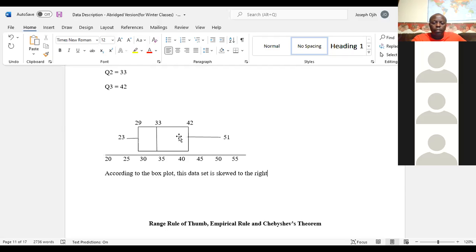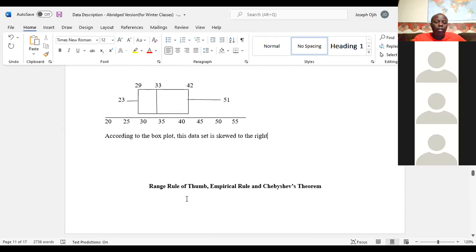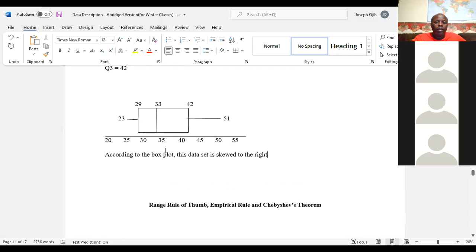Any question on this? Can you come again with what you just said? It is skewed to the right, because the right side is bigger than the left side. Is it positive or negative? It is skewed to the right, so it is positively skewed. If it is skewed to the left, then it's negatively skewed. But this time it is skewed to the right, so it should be positively skewed. Okay.